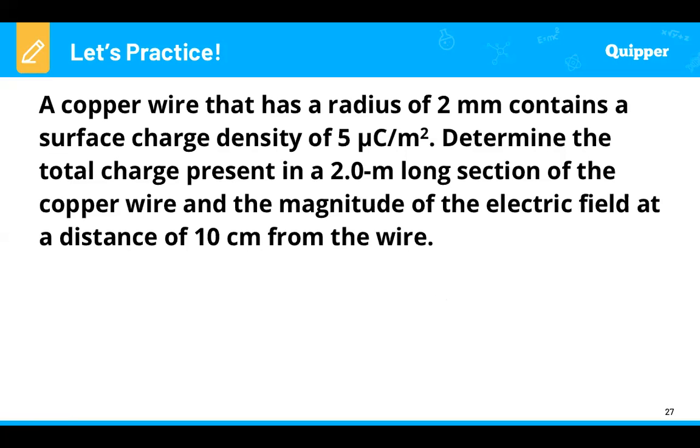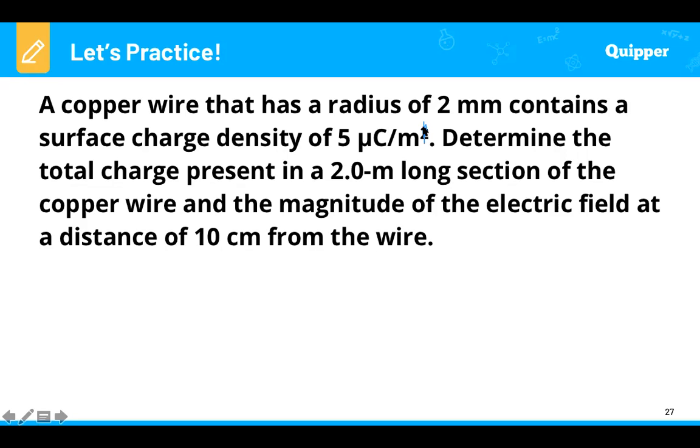A copper wire that has a radius of 2 millimeters contains a surface charge density of 5 microcoulomb per meter. This one is meter only, there's no squared. Okay? Burahin nyo yung squared. Squared is not part here. Okay? Hindi kasama si squared ha.